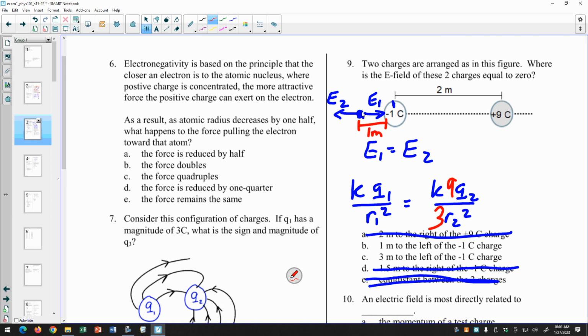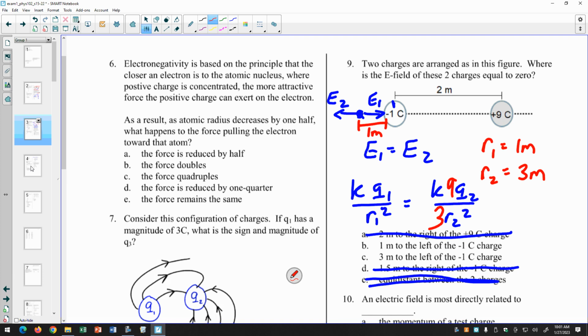So if 1 meter, that means that R1 is equal to 1 meter, and that means that R2 is equal to 3 meters. Look, R2 is 3 times R1. The easiest way to approach that problem, by far, is to set it up and then ask about these ratios.